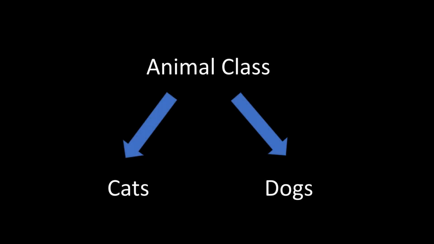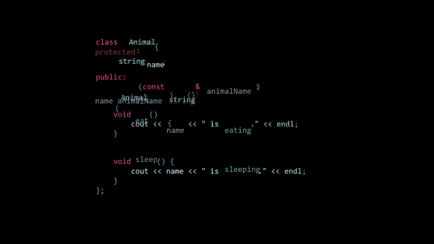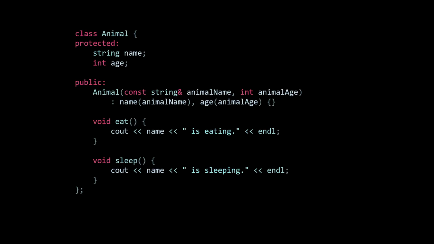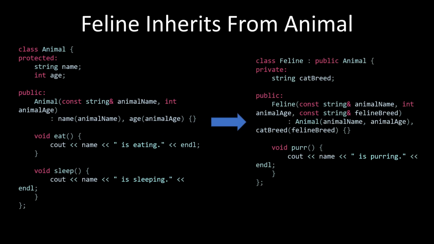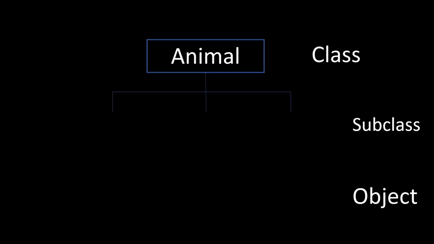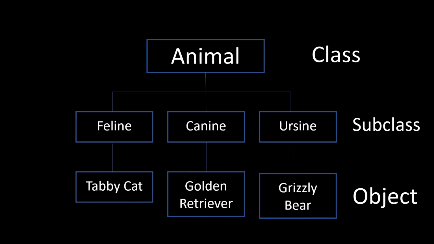Let's consider an example where we have an animal class, and we want to describe specific types of animals such as cats and dogs. Instead of creating separate classes for each animal type, we can create an animal class as the top level and general purpose class, and then derive more specific classes from it. For instance, we can create a feline class that inherits from the animal class and adds attributes specific to felines. Similarly, we can create separate classes for canines and ursines, each inheriting from the animal class and adding their own specific attributes. The advantage of using inheritance is the ability to create multiple objects from these derived classes without duplicating the code that is common to all animals.